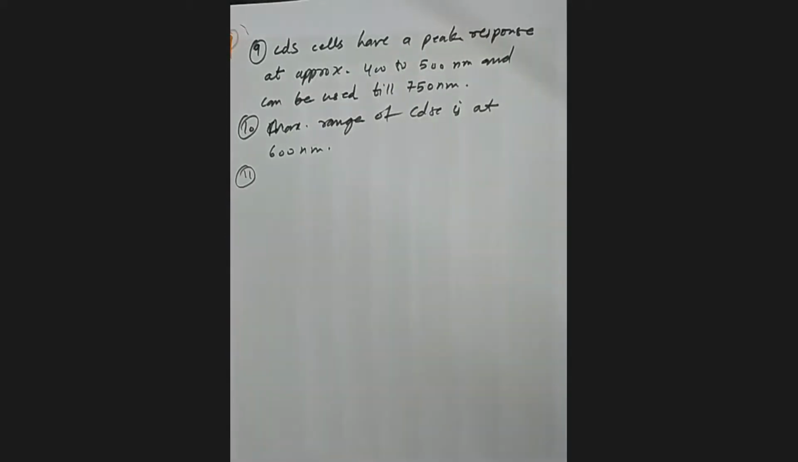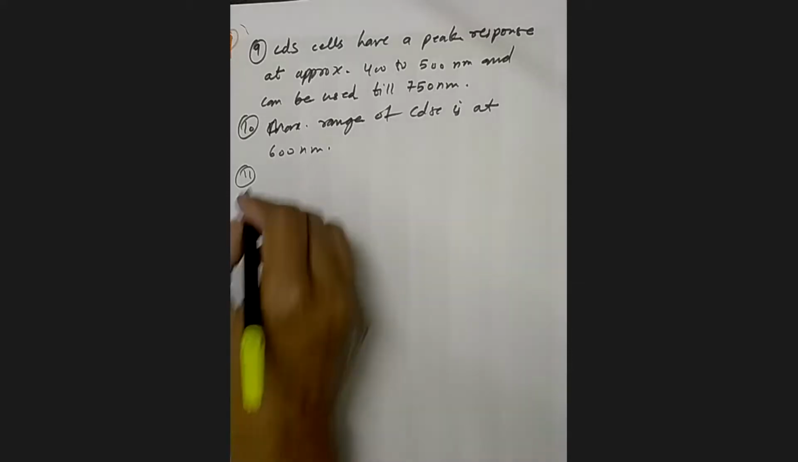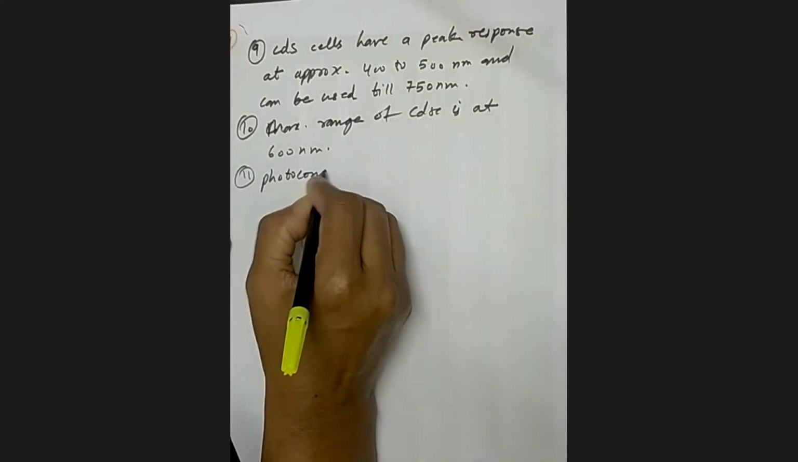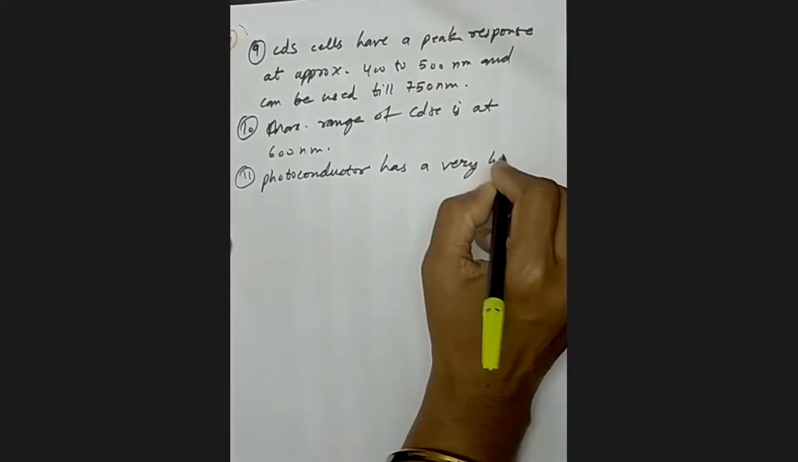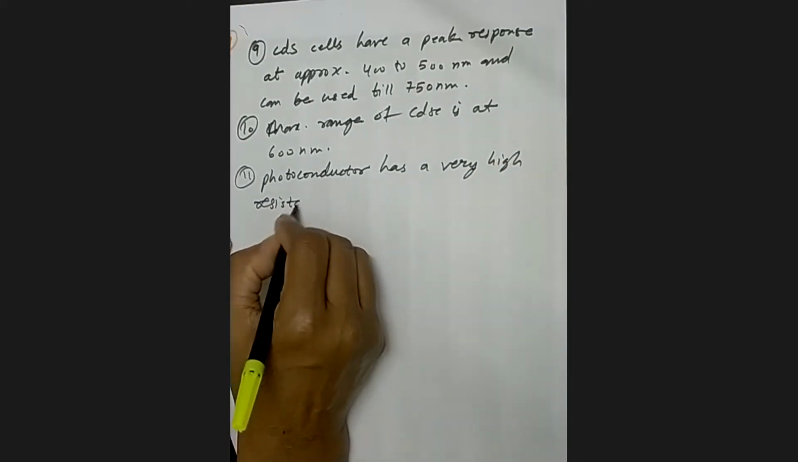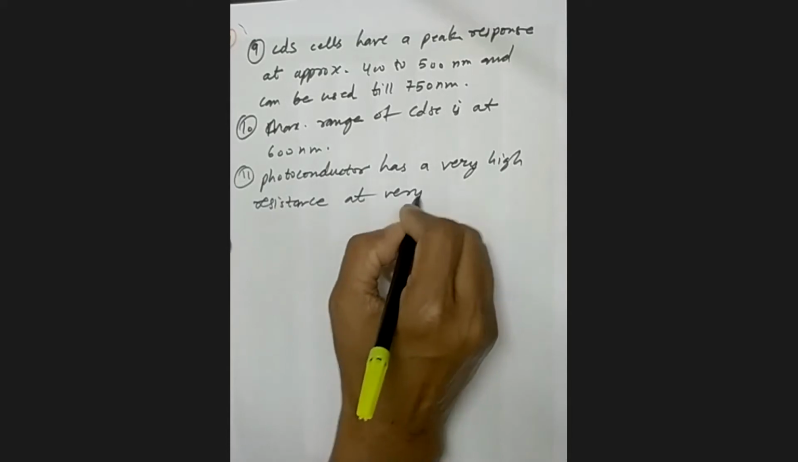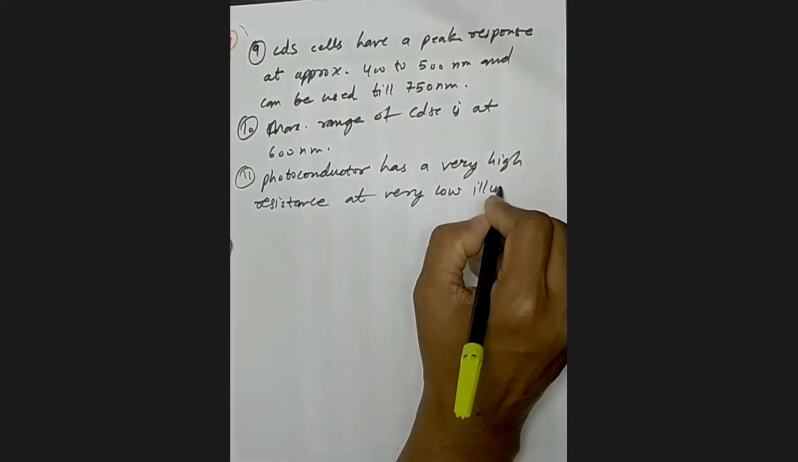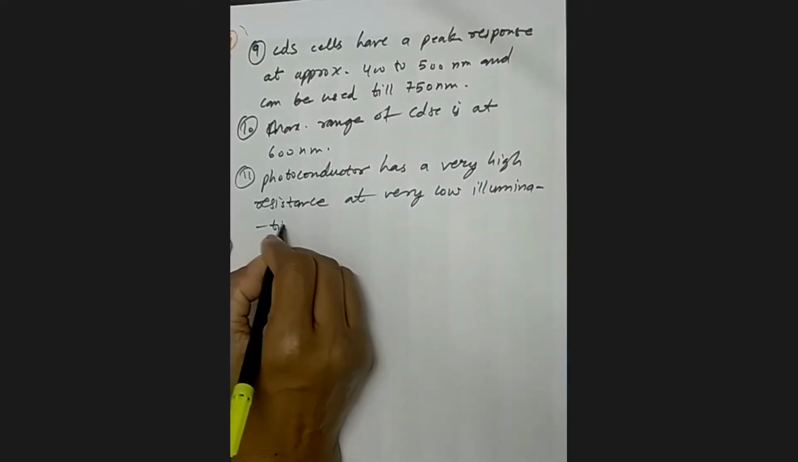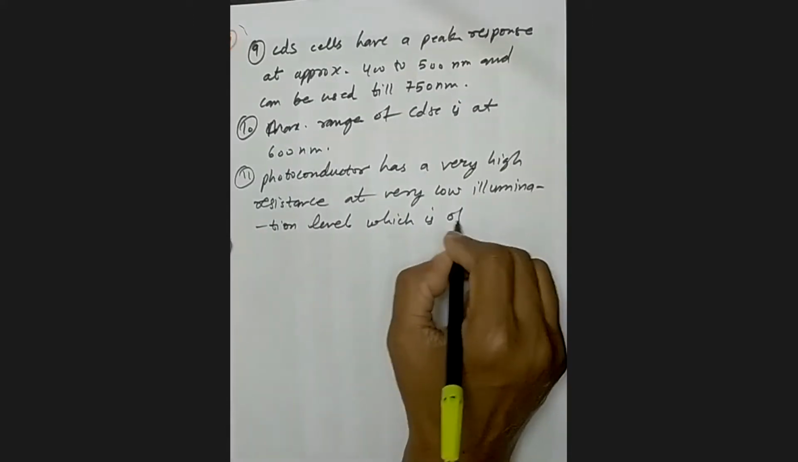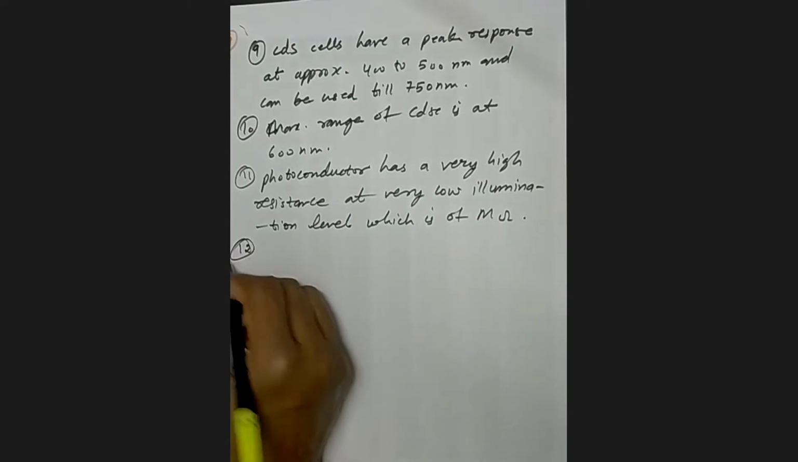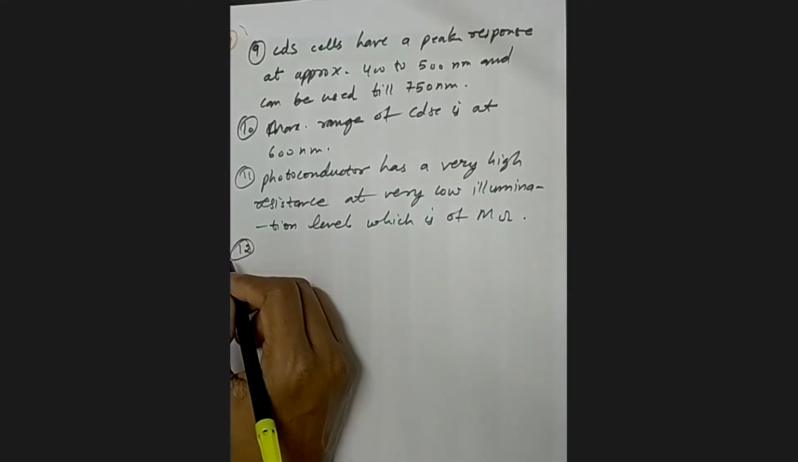Now the photoconductor has a very high resistance at a very low illumination level, which is of mega ohm. The resistance drops to a few kilo ohm when it is exposed to the light.